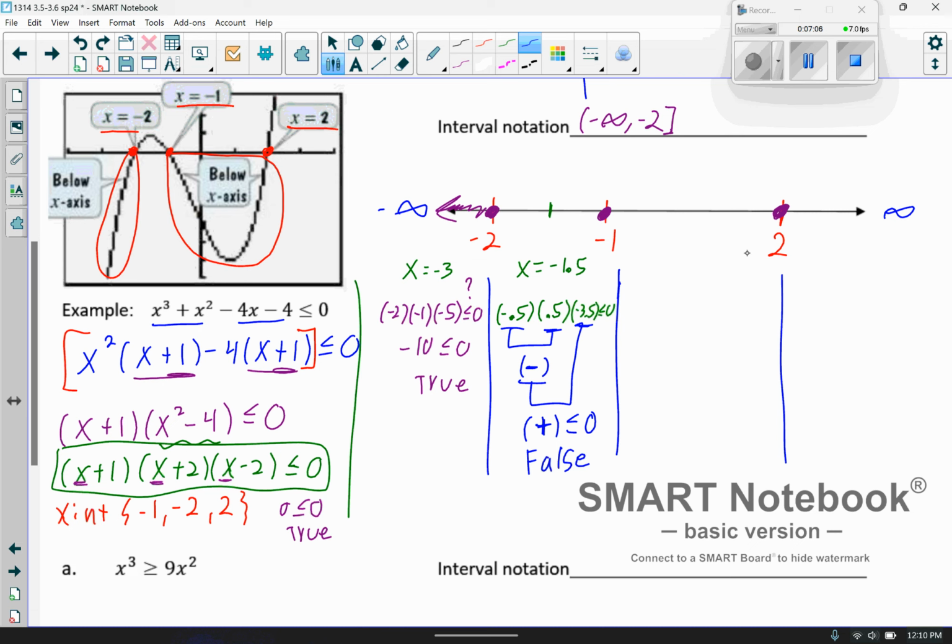Then we need to test something between negative 1 and positive 2. So let's go with 0. 0 is always a good one to plug in. So if you plug in 0 in all three spots, you're going to get 1 times 2 times negative 2. Is that less than or equal to 0? When you multiply that all together, you get negative 4, which is less than or equal to 0. That is true. So we'll go ahead and shade here. And so we want to union that in. So we're going to union from negative 1 to positive 2, and we want brackets on both ends right there.